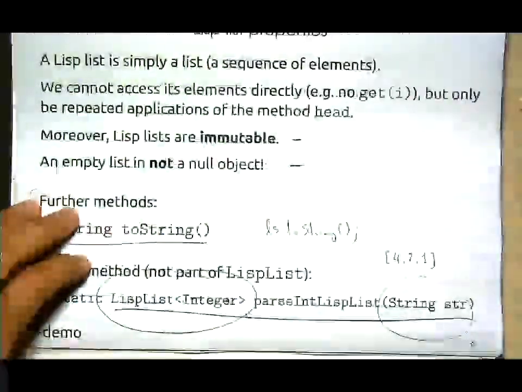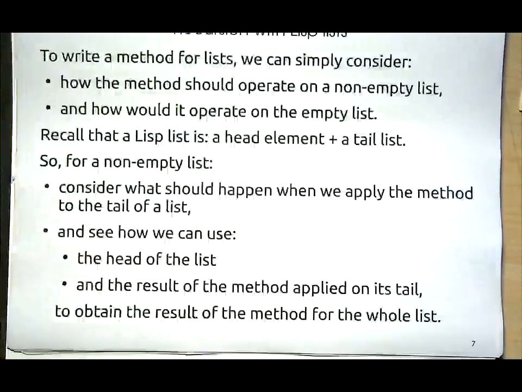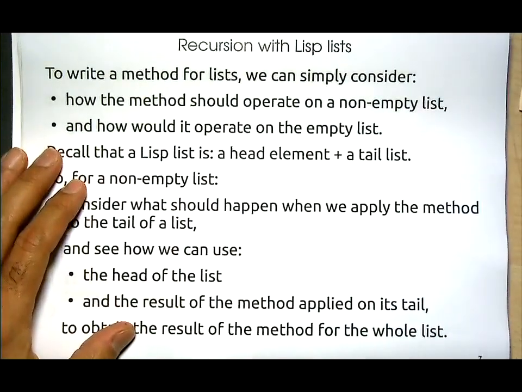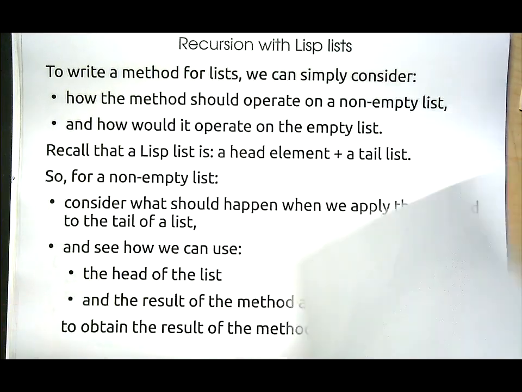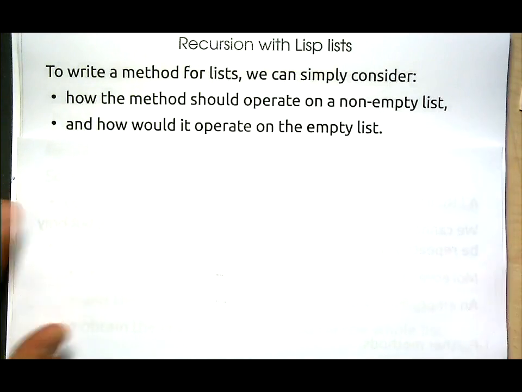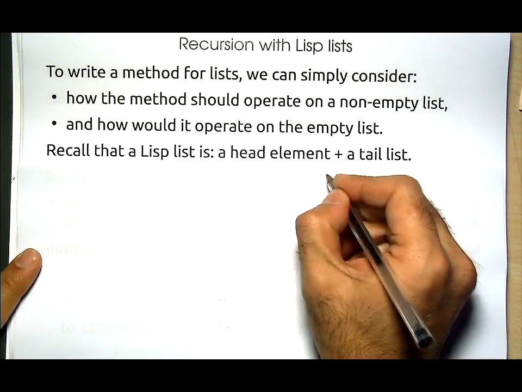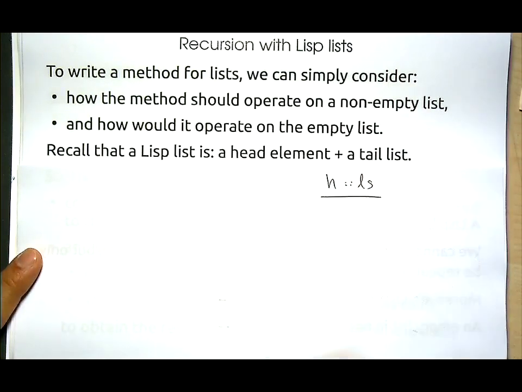Any other questions? Okay. So we introduced this data type in order to demonstrate recursion. If I want to write a method that operates on lists, then I can consider two cases. What should the method do if it is an empty list? And what should it do if it is a non-empty list? Remember that a non-empty list is just a head and a tail list. So a recursive method can do the following.